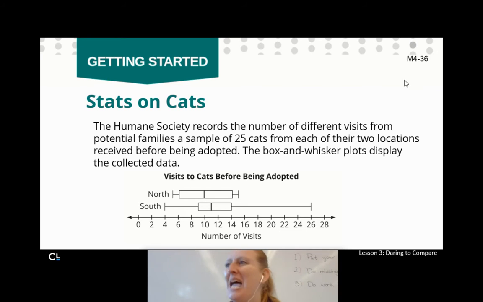The Humane Society records the number of visits from potential families that a sample of 25 cats from each of their 2 locations received before being adopted. So how many visits did a kitty get before they went to their forever home? The box and whisker plots display the collected data. I've got the North Center up top and the South Center on the bottom.